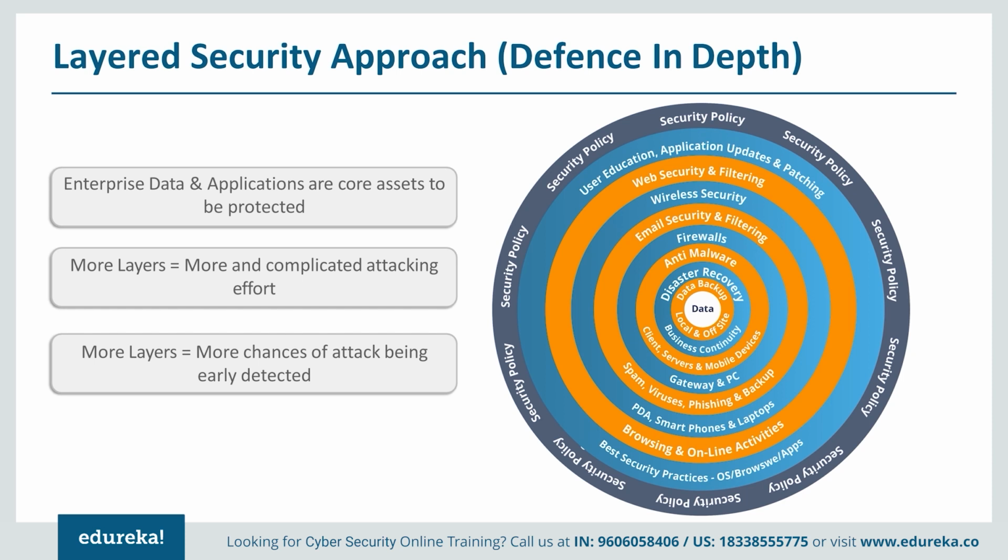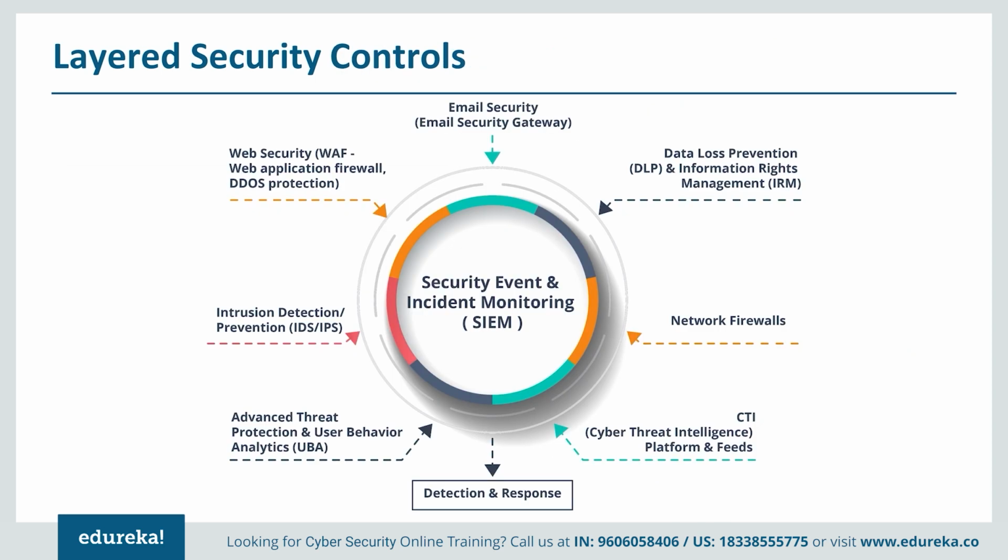The first layer which the attacker needs to pass through is the security policy. Security policy is the first layer which is protecting everything. When the policy is properly placed and the controls are appropriately set, I would not say that it will stop the attack, but it will slow down the attack. When user education and application updates are done, again, it will slow down the attack, or sometimes there is the possibility of blocking the attack. Web security filtering, wireless security. So, layer by layer, we'll be defending every segment. With every layer an attacker passes through, the speed of his breach or the intensity of his attack slows down.